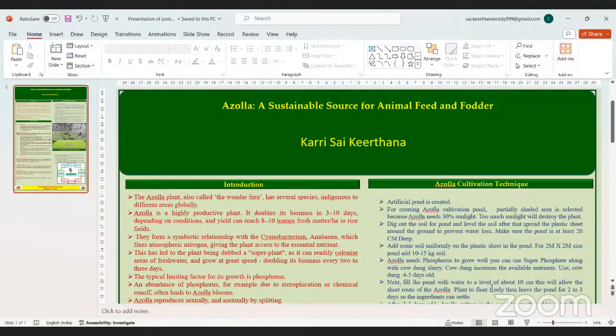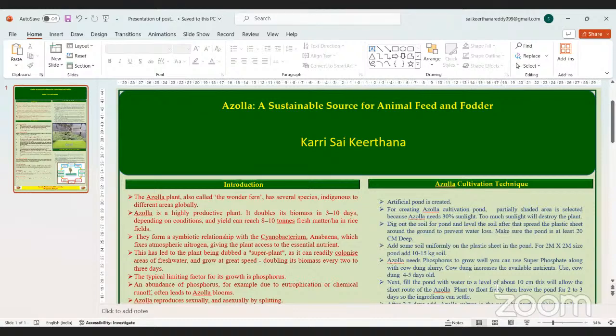Azolla cultivation techniques. It can be cultivated in an artificial pond. For creating an Azolla cultivation pond, a partially shaded area is selected. Dig out the soil from the pond and level it, then spread a plastic sheet around the ground to prevent water loss. Make sure the pond is at least 20 centimeters deep. Add some soil uniformly on the plastic sheet in the pond. For a 2 meter by 2 meter pond, add 10 to 15 kgs of soil.